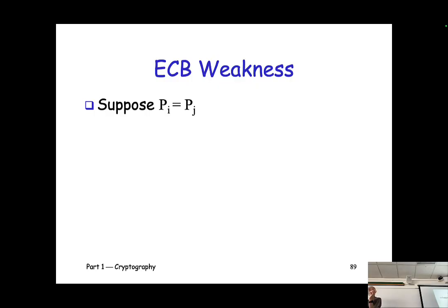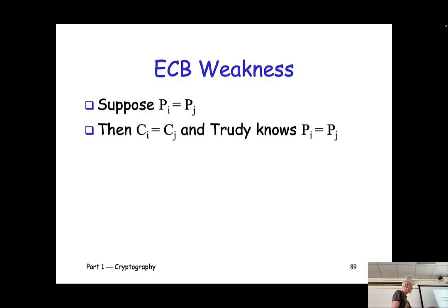Suppose we assume Kerckhoffs's principle. What does Kerckhoffs's principle tell us? Trudy knows everything but the key. So she knows you're using a specific block cipher, and she knows you're using ECB mode, among other things. Suppose in ECB mode, you have 2 plaintext blocks that are the same. What can you tell me about the 2 corresponding ciphertext blocks? They have to be the same. You just looked up exactly the same thing in the same codebook. You have to get the same result.